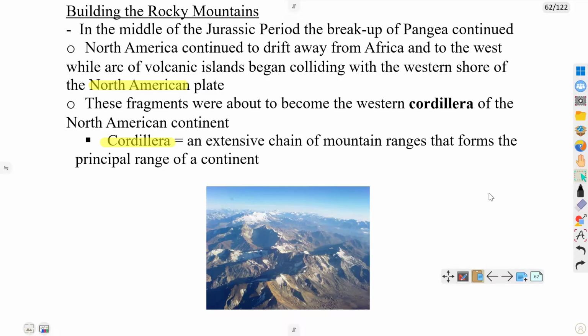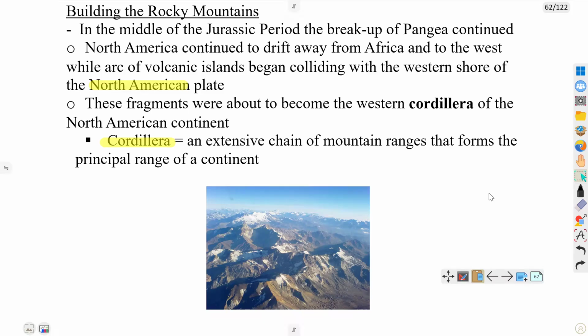So we're going to be in the middle of the Jurassic period. Pangea is continuing to kind of break up. The continents are drifting apart from each other. North America is drifting away from Africa and is going westward. And meanwhile, coming up to it is this arc of volcanic islands that have been made, and these two land masses are now going to be colliding with each other.